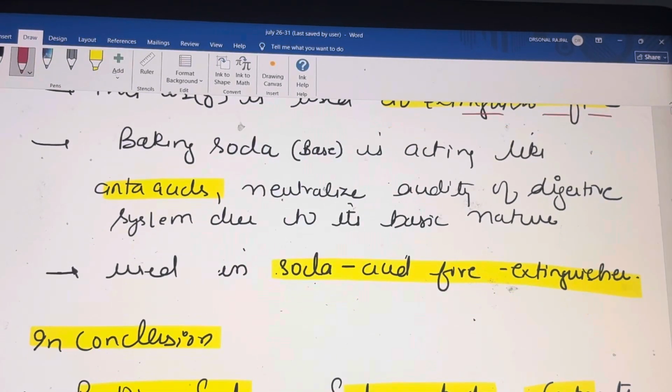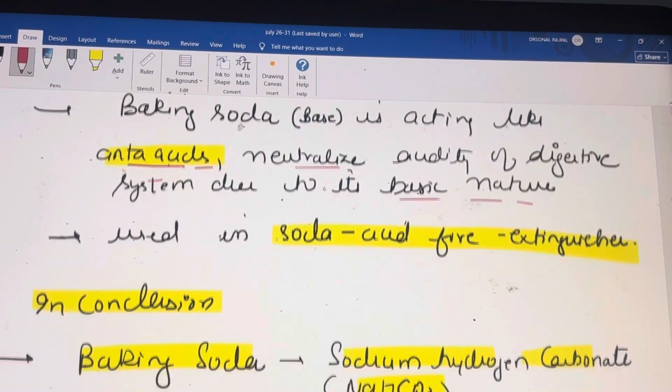And another property of the baking soda, it acts like an antacid because I already explained it is a basic salt, it will act like a base, or it is a mild base, so it will neutralize the acidity of the digestive system due to its basic nature. So an antacid is something we take whenever we have acidity, and whenever we consume this baking soda, because it is a mild base, it neutralizes our acidity, the acidic nature in our gastric digestive system. So it is used as an antacid because it will neutralize the acidity produced in our digestive system due to its basic nature.